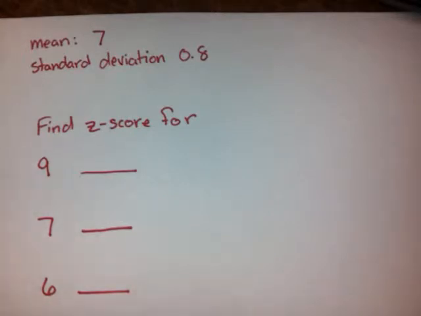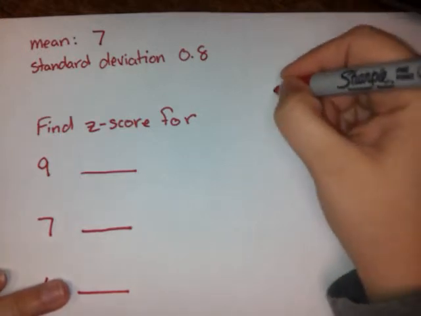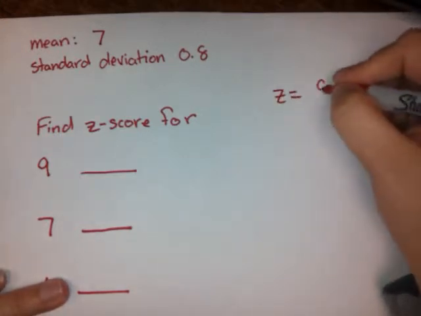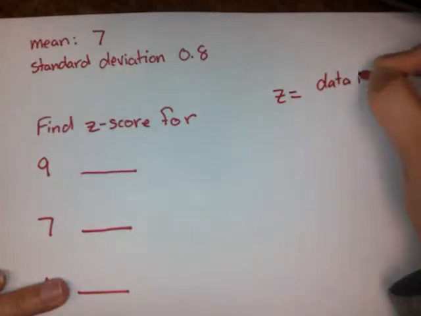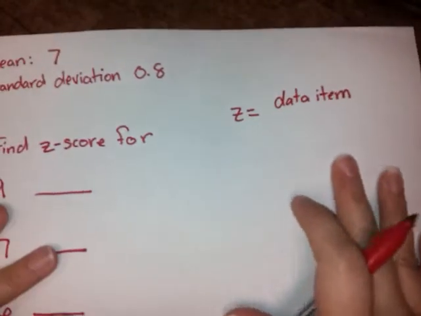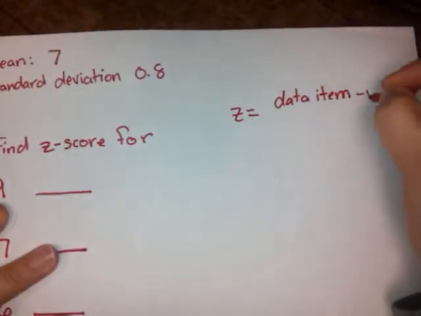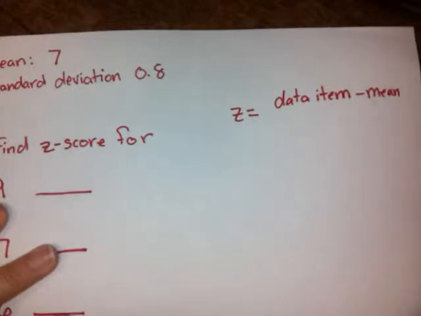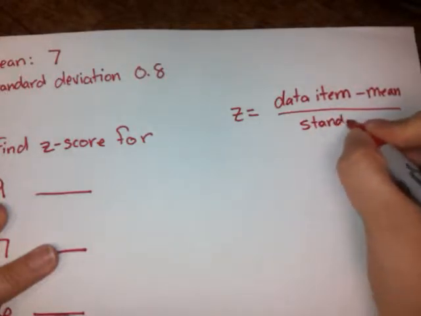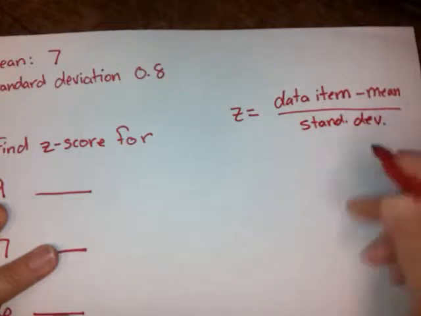And then the formula for a z-score, just so that we don't forget what that is: z equals the data item, so whatever they're asking you about. In this case, they're asking about 9, 7, and 6. So they're asking for the data item minus the mean divided by the standard deviation. Okay, so that's the formula.